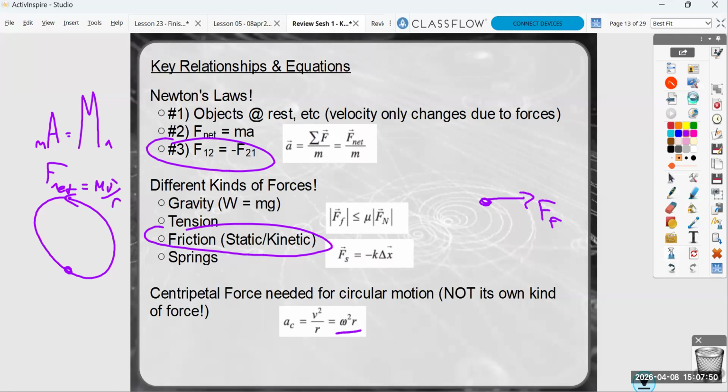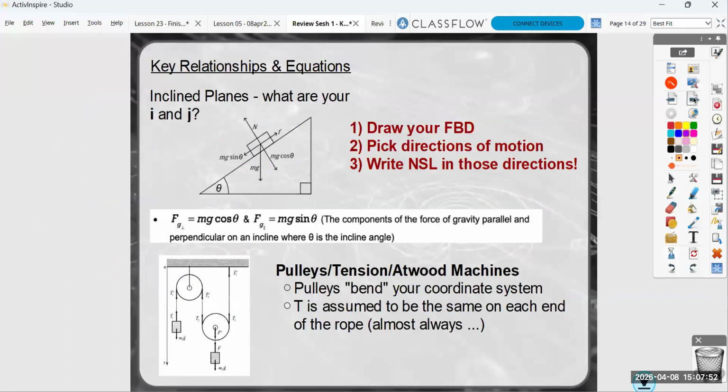Drawing your free body diagrams: you draw your free body diagram, pick your directions of motion. So is it x versus y? Is it horizontal? If you're on a ramp, maybe your directions are going to be down the ramp and perpendicular to the ramp. And then you're going to write out Newton's second law in those directions.